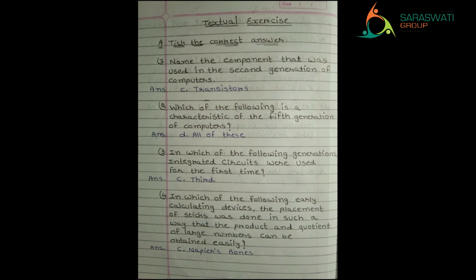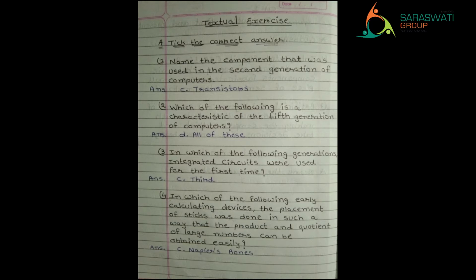The first question is: name the component that was used in the second generation of computers. What was the technology, or you can say what was the component, used in the second generation? If you remember, option C is the correct answer for this question, and that is transistors.